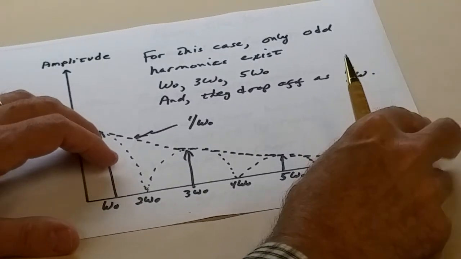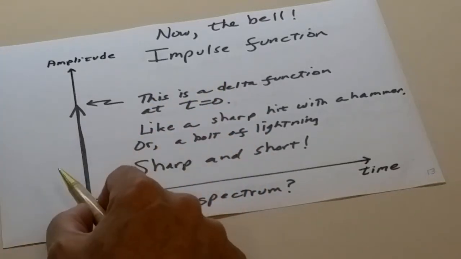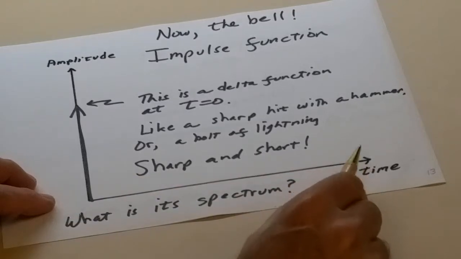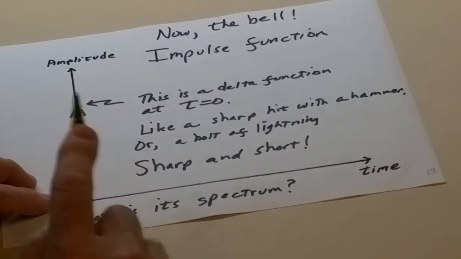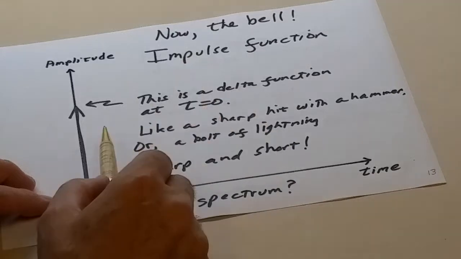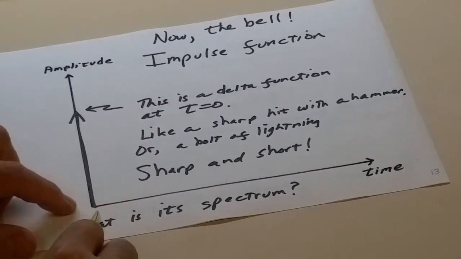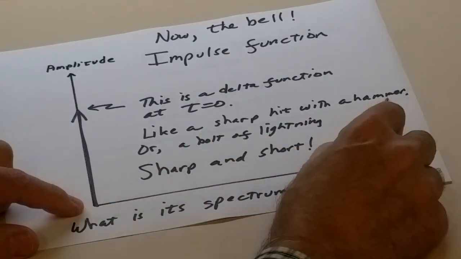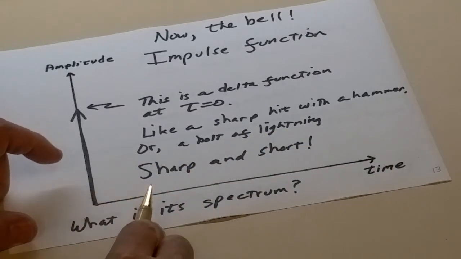Now we're getting much closer to the bell. What am I going to say about this bell that I have here? I want to tell you about one more frequency spectrum, and that is a delta function in the time domain. What is a delta function in the time domain? Well, here it is. That was a delta function. It's also called an impulse function. We draw the delta function as a peak at 0 time, and it's like a sharp hit with a hammer or a bolt of lightning. It's sharp and it's short.